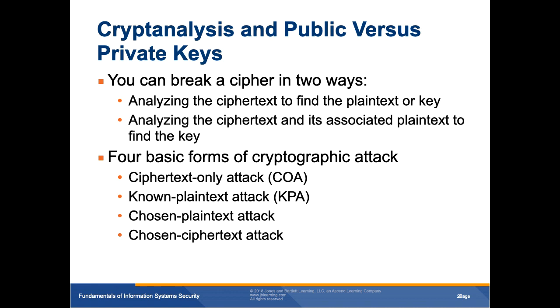So cryptanalysis and public versus private keys. You can break a cipher in 2 ways. You can analyze the ciphertext to find the plain text or key, or analyze the ciphertext and its associated plain text to find the key. 4 basic forms of cryptography attacks: ciphertext only attacks, COA; known plain text attack, KPA; and then chosen plain text attacks, and then chosen cipher text attacks.